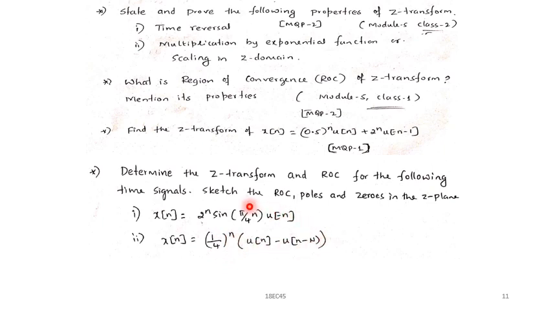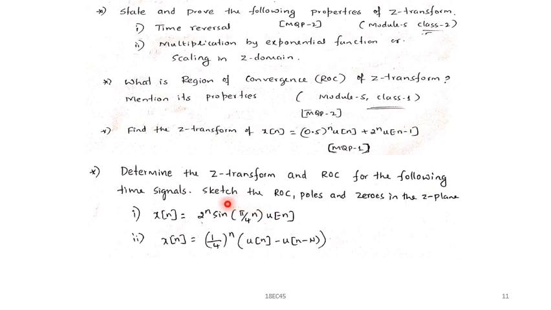The first problem is the same type of problem that is solved. I have just taken it as n into sin pi by 2n into u of minus n. So here instead of that, here sin pi by 4n is there. Instead of n, here 2 to the power n is there. Now again, this problem we can solve by using the properties of the transform.